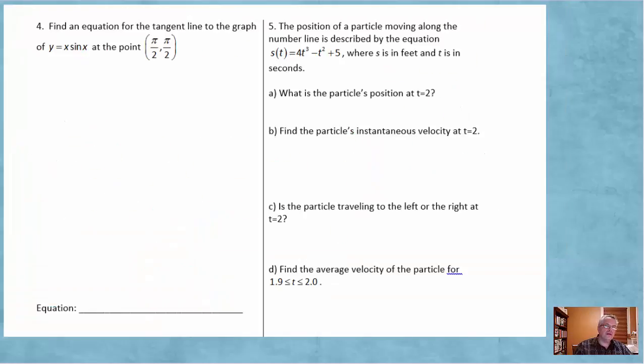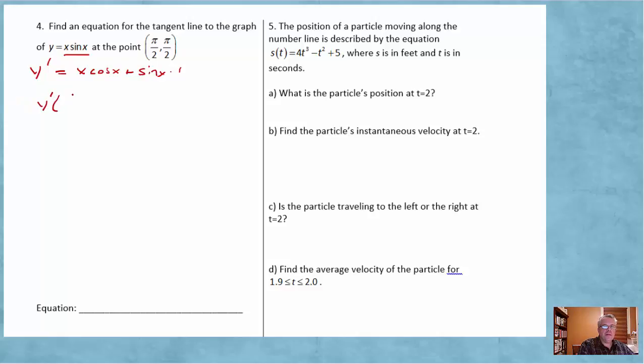All right, we're getting there. We're on the back side of the review sheet now. It says find an equation for the tangent line to the graph of y equals x sine of x at the point. So we need the derivative because that gives me the slope of the tangent line. So we need y prime. Now, we see that this is a product, so we got to use the product rule. So y prime is the first times the derivative of the second function plus the second function times the derivative of the first, which is 1. We took a derivative of this in class.